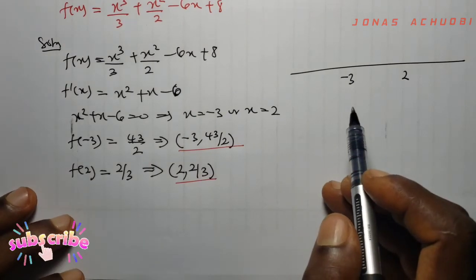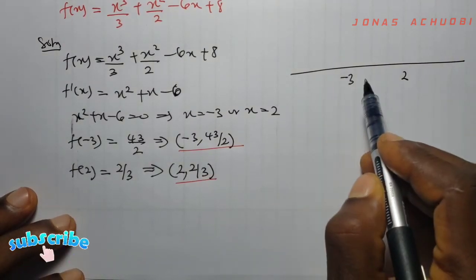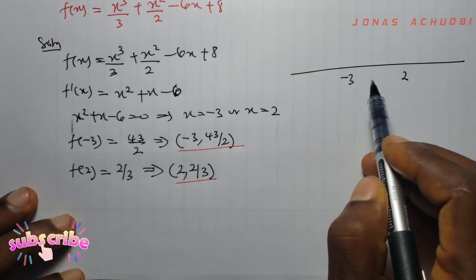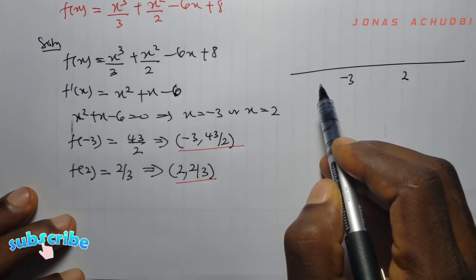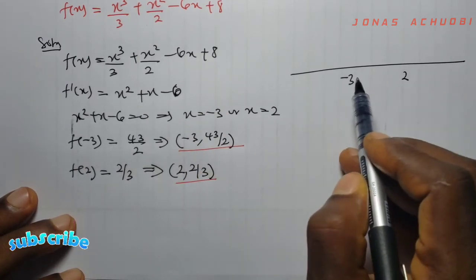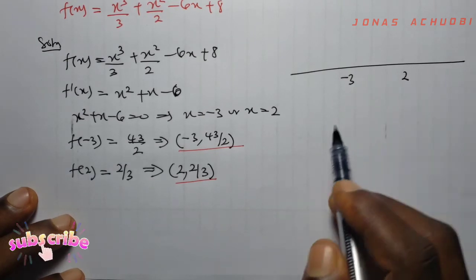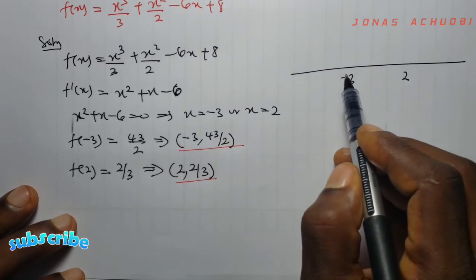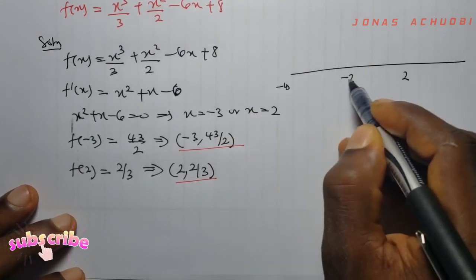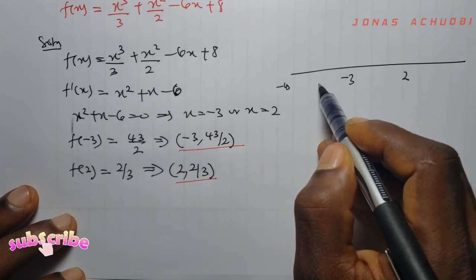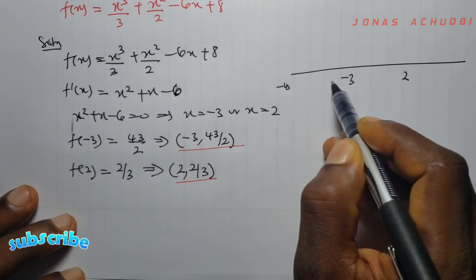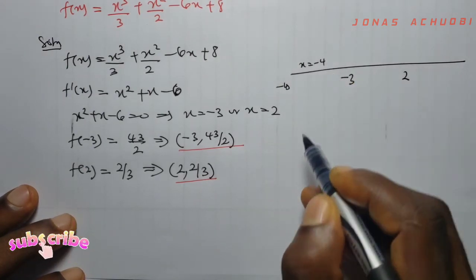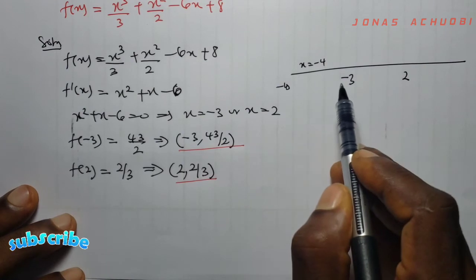We now have to check what happens to the left and to the right of each critical number. That is to say, we want to check to see if the slope of this function will have a change in sign from left to right or from right to left, as the case may be. So we begin with the first critical number, negative 3. To the left of negative 3, we have minus infinity to that point. So we can pick any number on this left interval. In this example, I choose to pick the number x equal to negative 4, since minus 4 is in this interval.